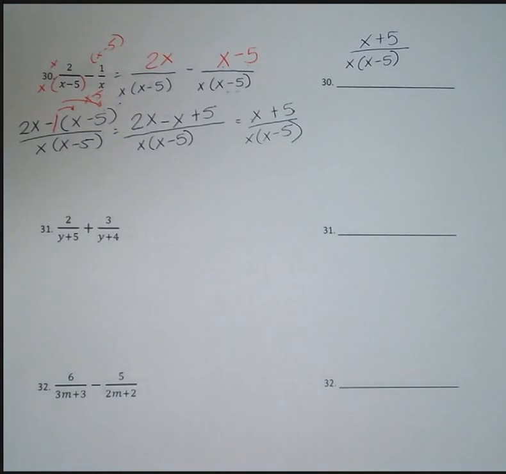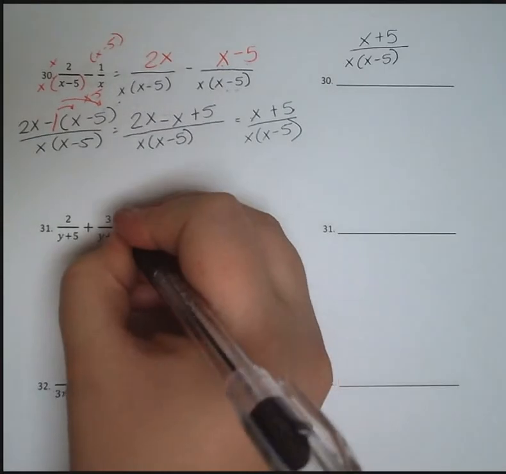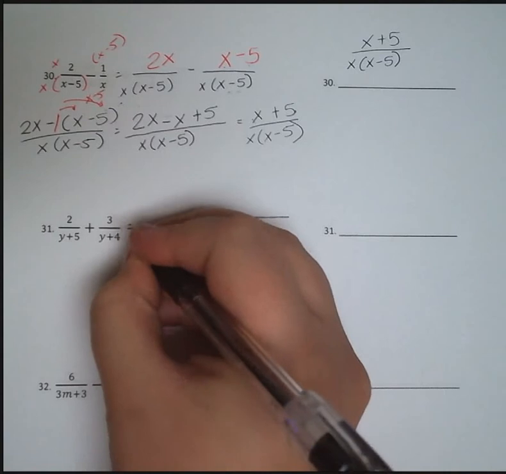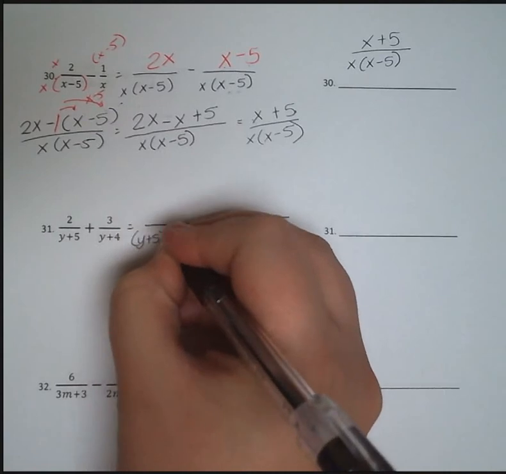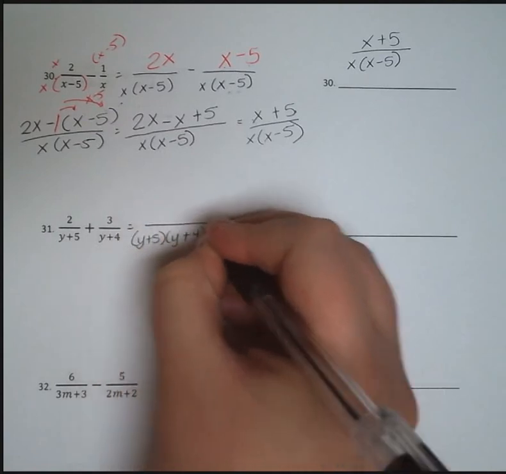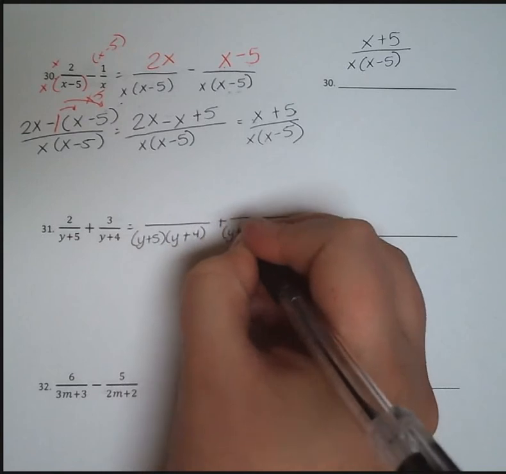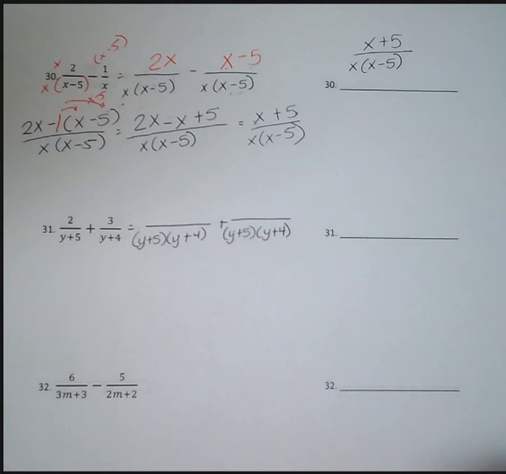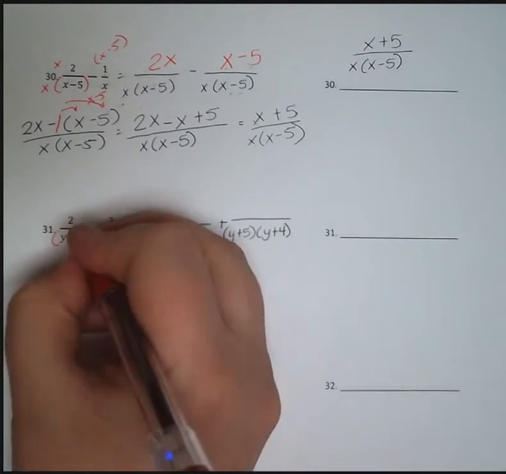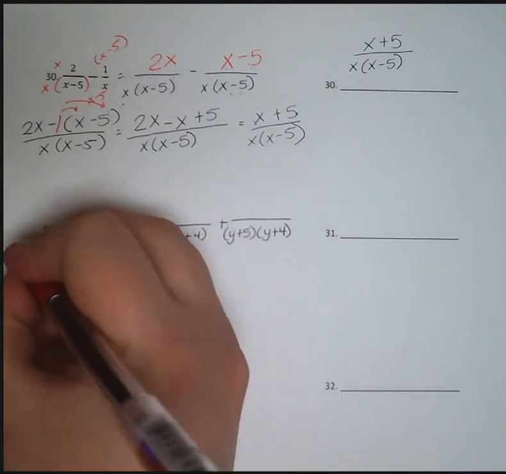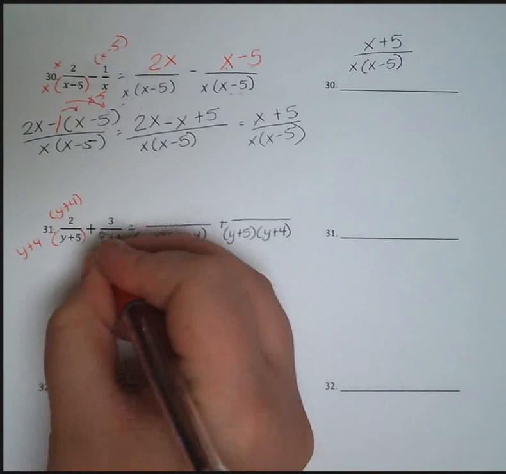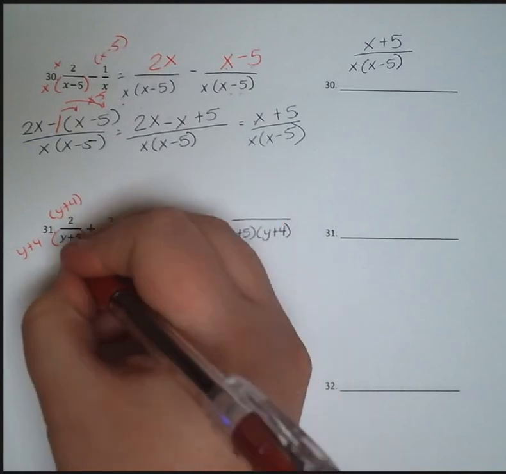Now on number 31, our common denominator is going to be y plus 5, y plus 4. Okay? So for the y plus 5, we need to multiply by y plus 4, and for the y plus 4, we're going to multiply by y plus 5.